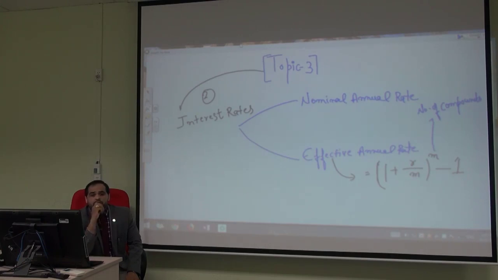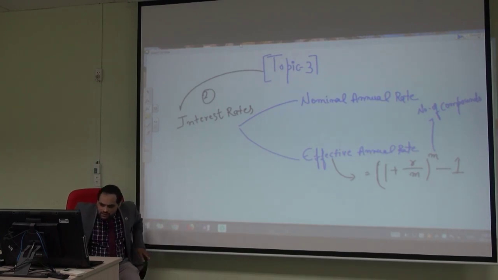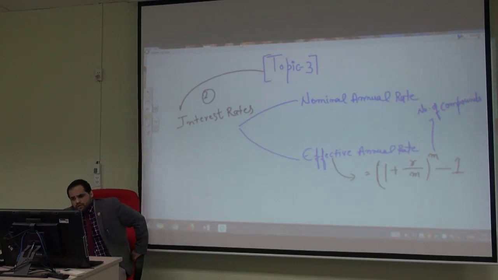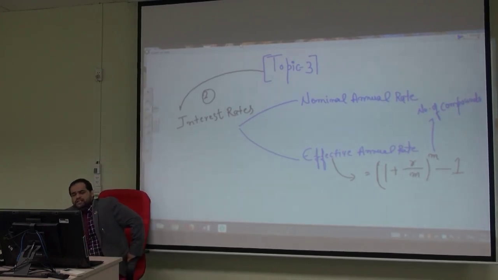If cash flows are quarterly, the number of compounds will be 4. If the investment is monthly, the number of compounds will be 12. If weekly, the number of compounds will be 52. If daily, the number of compounds will be 365. So always remember this when we are estimating our effective annual rate.